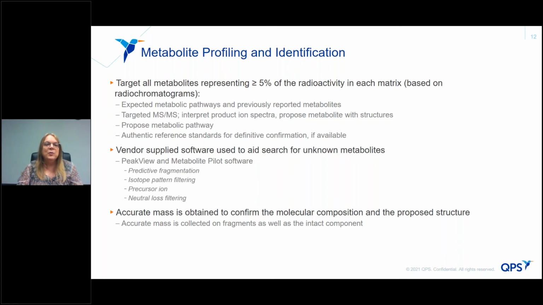We use SciEx software and SciEx hardware. So we also have MetabolitePilot and PeakView. They are also used to aid the search for unknown metabolites. And some of the things that they can do for us is they can do some predictive fragmentation. They can also do isotope pattern filtering. We can also look for precursor ion and neutral loss filtering. And the accurate mass, as I mentioned before, is used to confirm the molecular composition, and it's also used to confirm the proposed structure because of the way that we get accurate mass on the fragments as well as the intact parent.